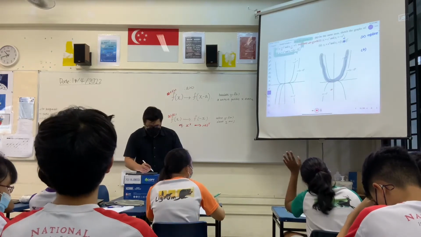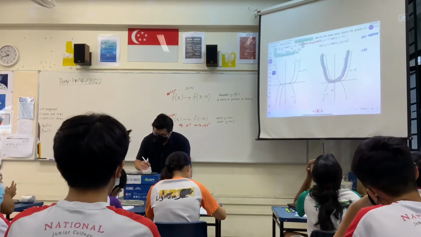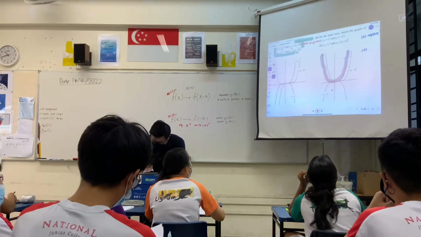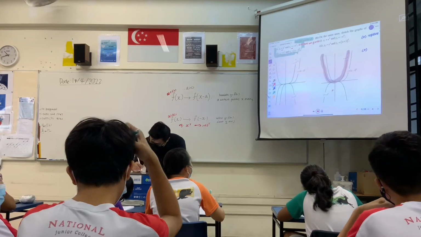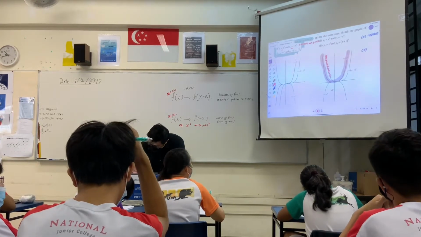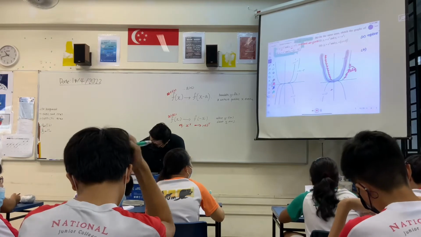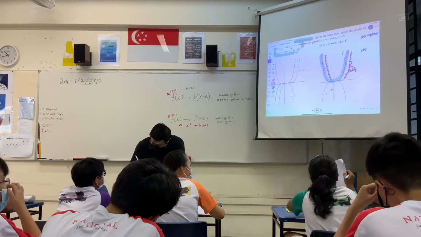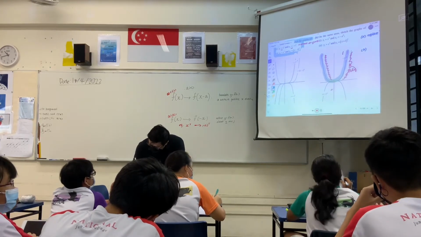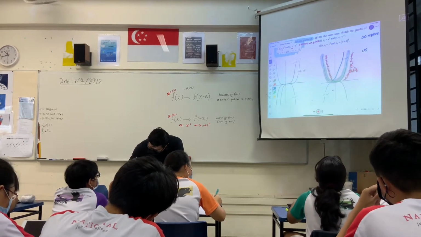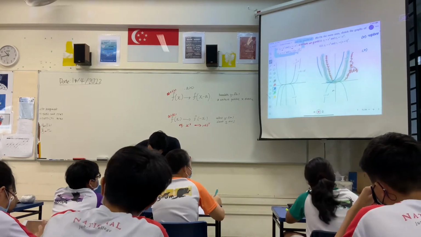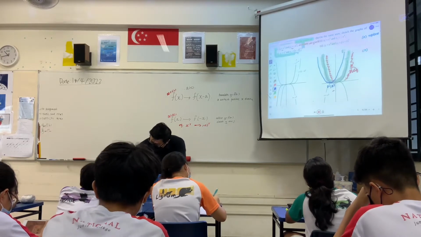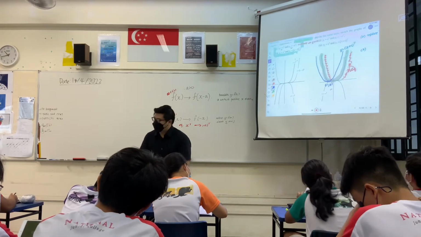If you did x plus 1, it will move backwards. So this graph is wrong. Let me see if I can erase it. Cannot erase. Please don't copy this. The graph will translate 1 unit to the left. Let me use a blue one to show you the translation. The turning point will be negative 1, 0. Y equals x plus 1 power 4.